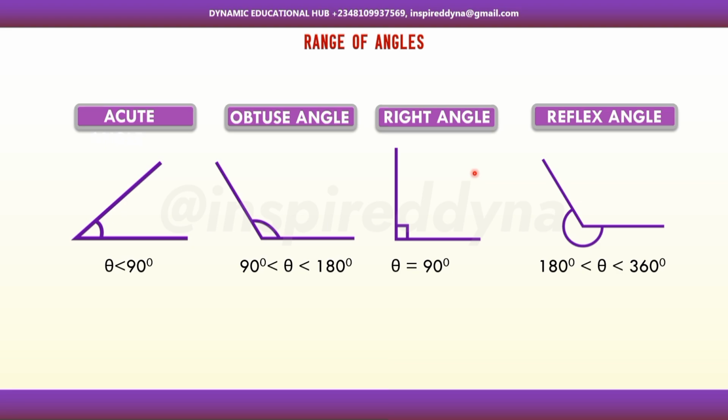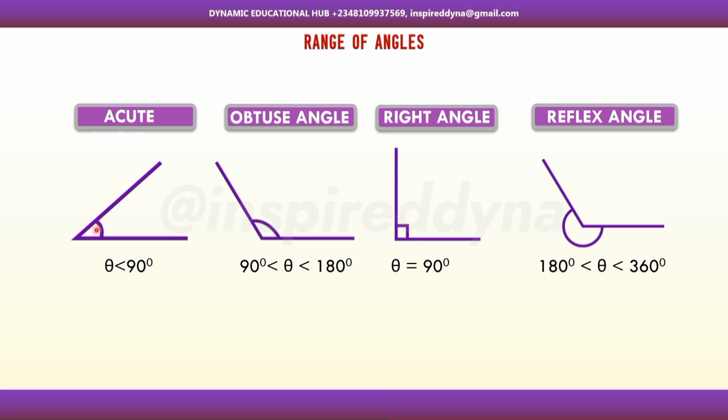Now for reflex angle, to get a clear understanding of reflex angle, when two lines are intersecting each other and you are measuring the outside portion, the angle of the outside portion, you are reflexing the angle. So which means what you get is a reflex value of angle.